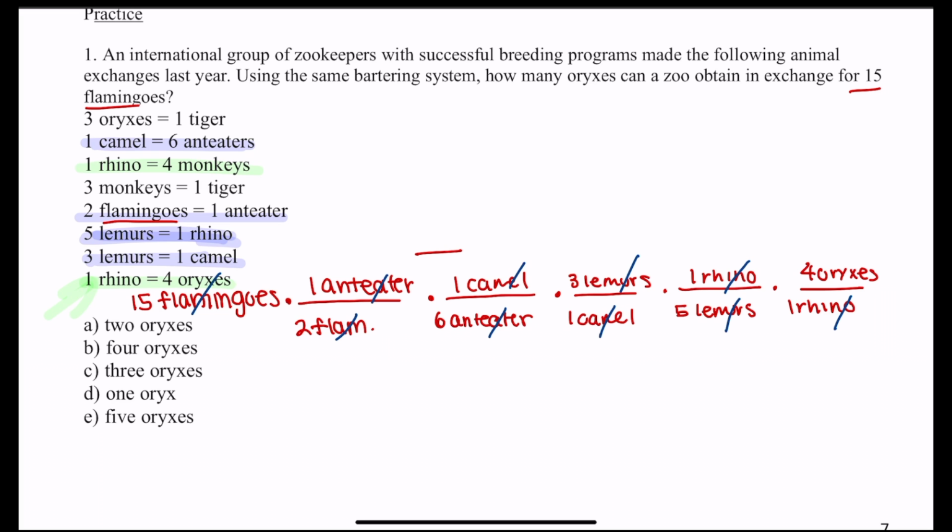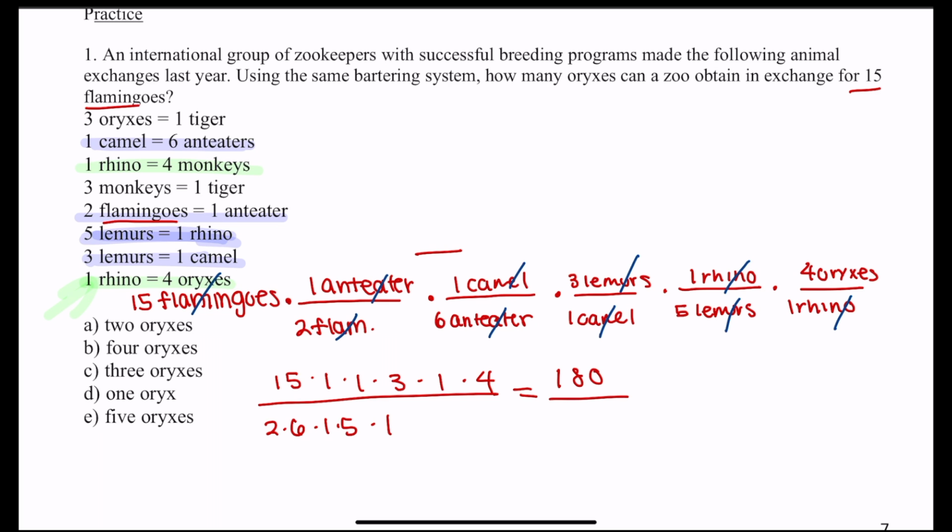Now I'm just going to multiply the numbers on top and the numbers on the bottom. Basically it's 15 times 1 times 1 times 3 times 1 times 4, divided by 2 times 6 times 1 times 5 times 1. If I do that, the top gets 180 and the bottom I get 60. And 180 divided by 60 leaves me with 3 oryxes.